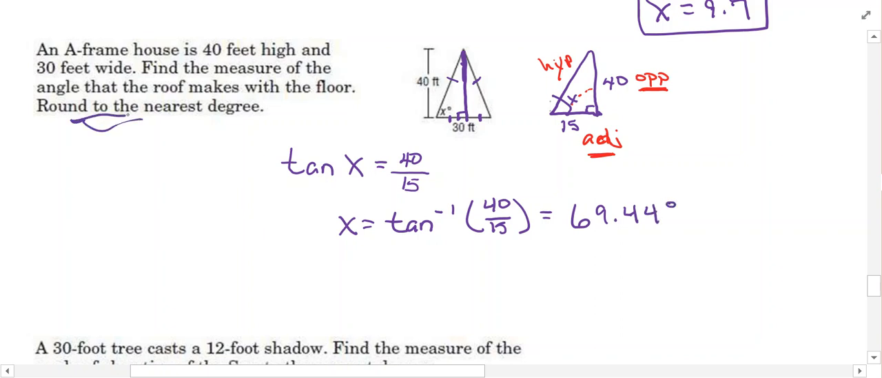And it's said to round to the nearest degree. So I would have 69 degrees.